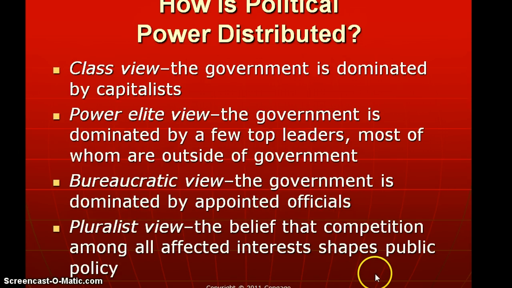Okay? So here you have it again, the class view. Government is dominated by capitalists. All right, we did not mention that one before. The power elite view and the bureaucratic view and the pluralist view, the belief that competition among all affected interests shapes public policy. It's interesting, keep note of that pluralistic view.